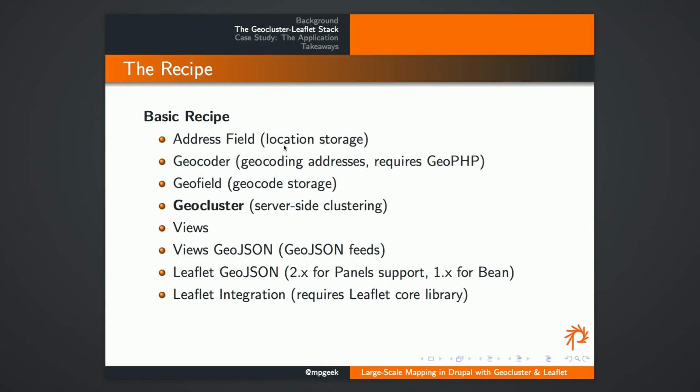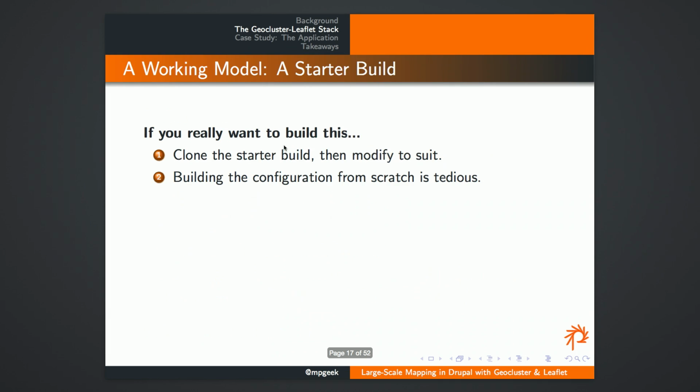We did work on a 2x branch to provide panel support for the multiple layers. There's a demo that I have that you guys can download and use. It uses the 1x branch and uses beans. So if you want to use panels and/or multiple layers, you're going to have to go with 2x, and then the Leaflet Integration module. But we need a metric load of patches.